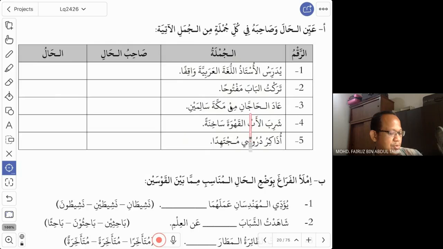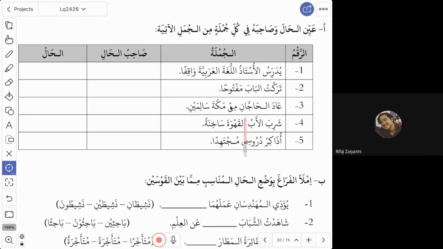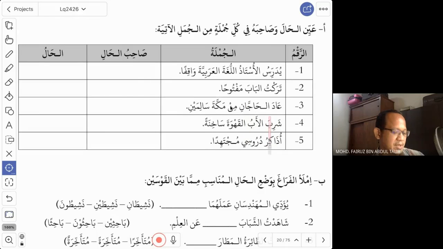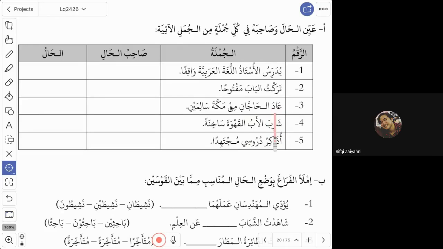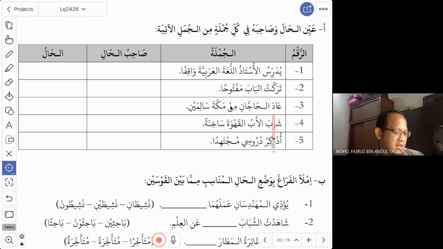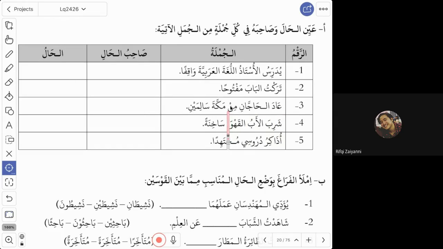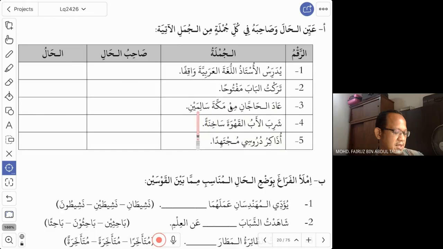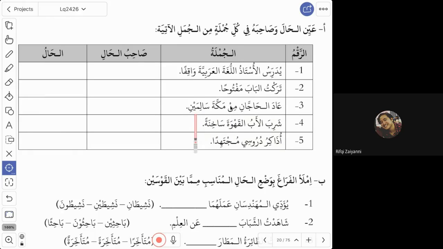The two Hajj. The two pilgrimage. The two pilgrims, sorry. The two pilgrims went back, just got back from Mecca. Yes, in peace.